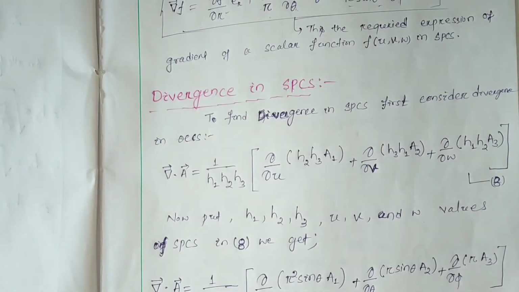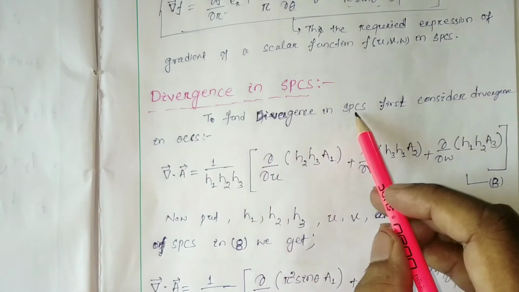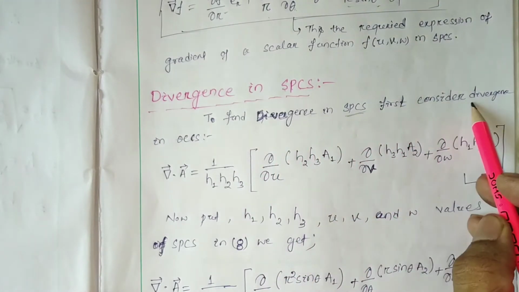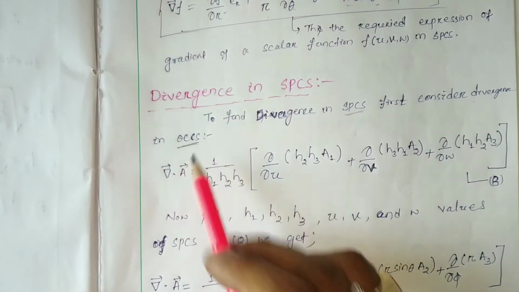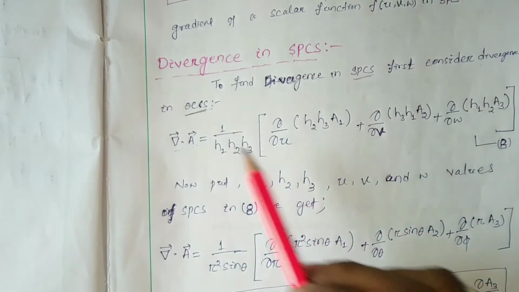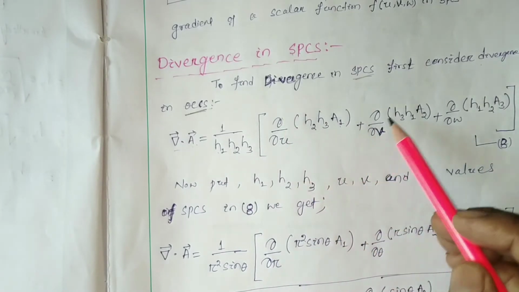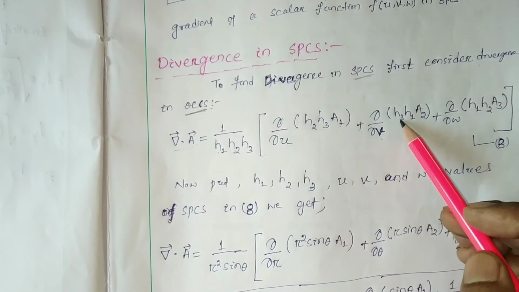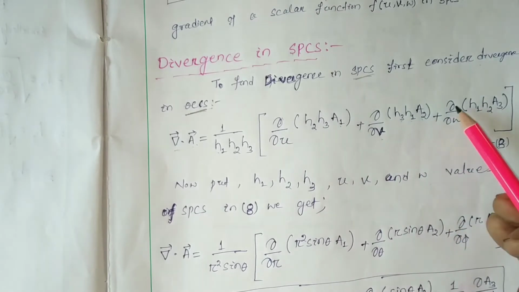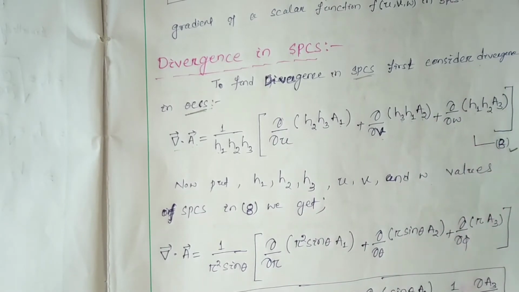Now we are going to go for the divergence in the spherical polar coordinate system. To find the divergence in SPCS, first consider the divergence in OCCS. In case of OCCS, the divergence of a vector field is 1 by h1 h2 h3 times del by del u of h2 h3 a1, plus del by del v of h3 h1 a2, plus del by del w of h1 h2 a3. Let this be your equation number 8.